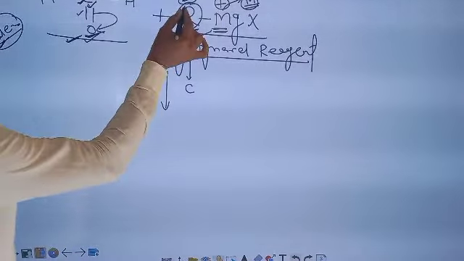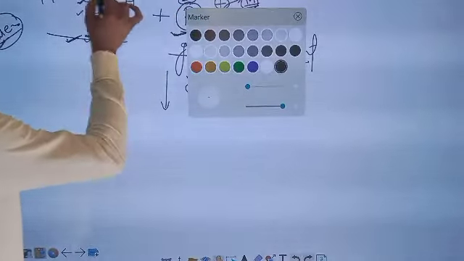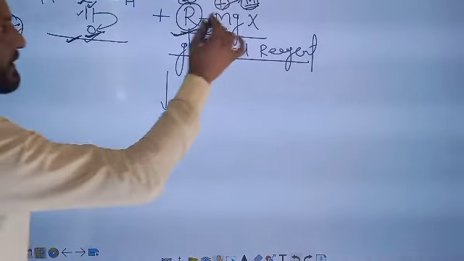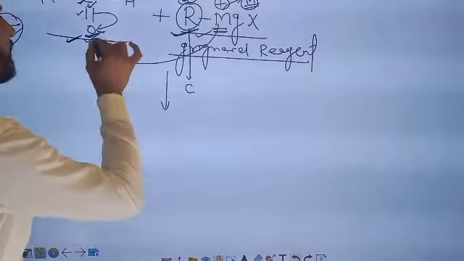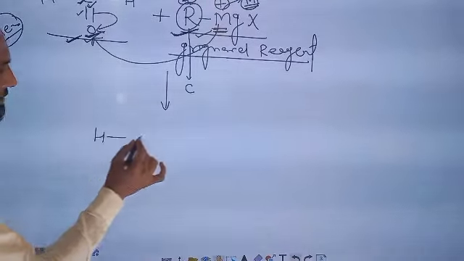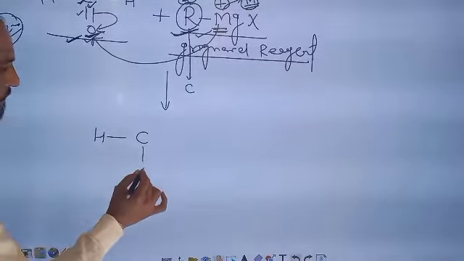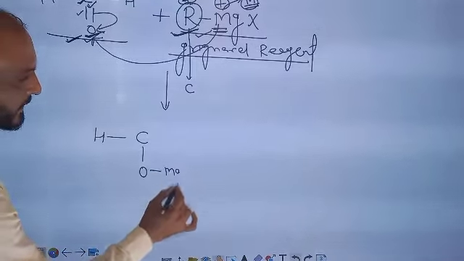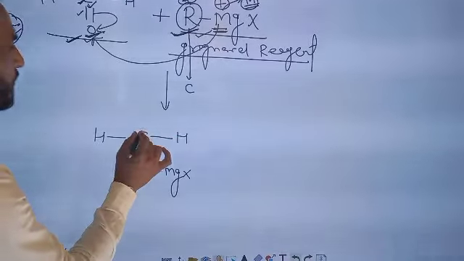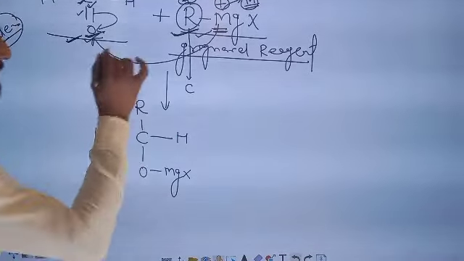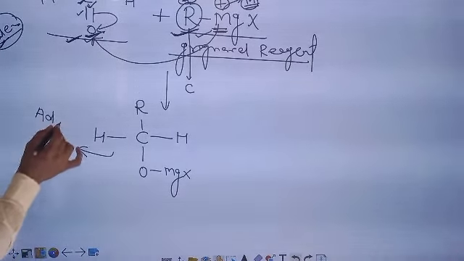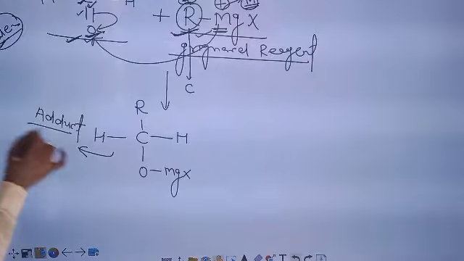So the alkyl group attacks the carbon, and Mg attacks the oxygen atom. So an adduct will form: H, C, O, MgX. The carbon is already attached to hydrogen, and now it is attached to the alkyl group. It's not a final product, it's an adduct.